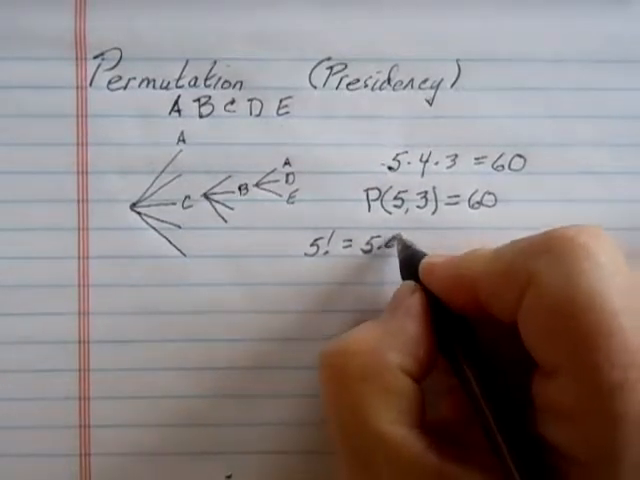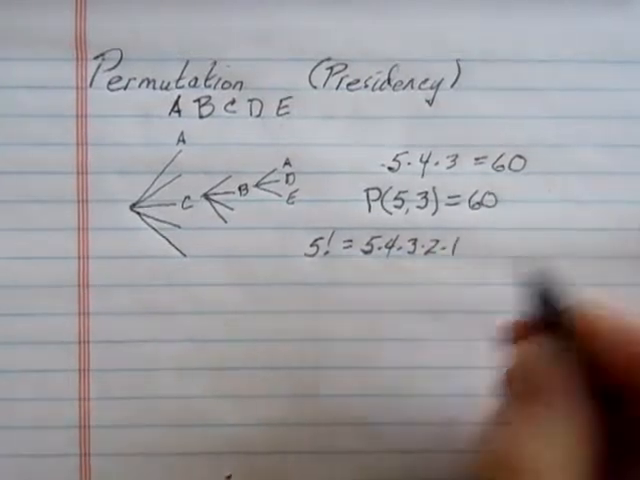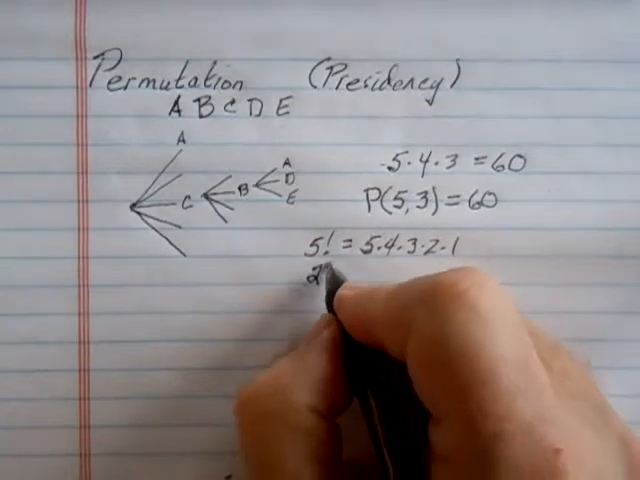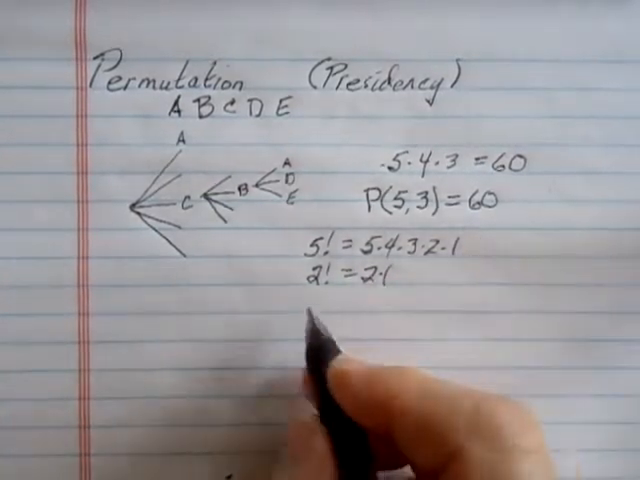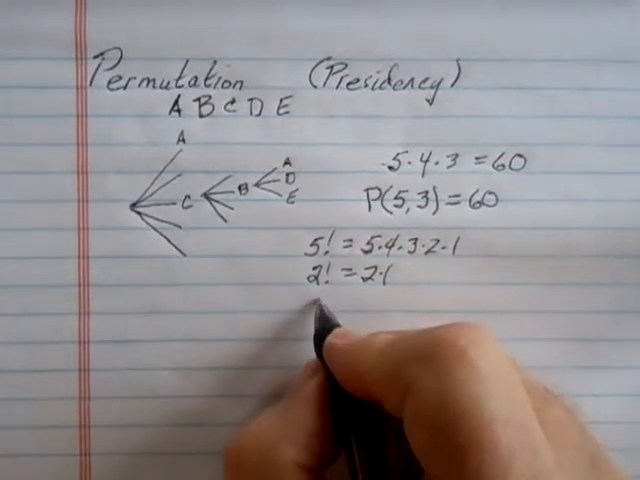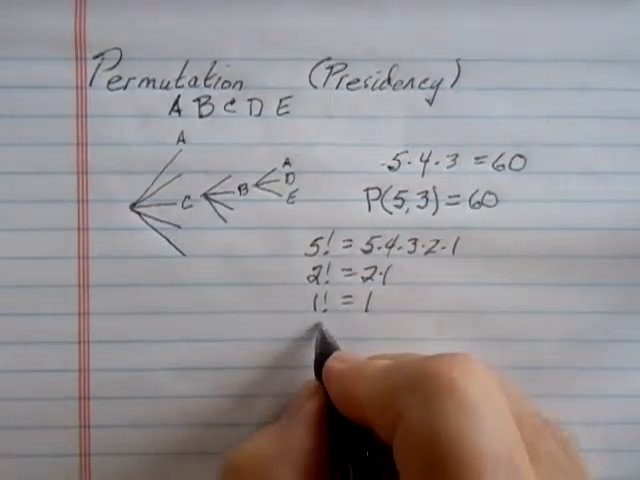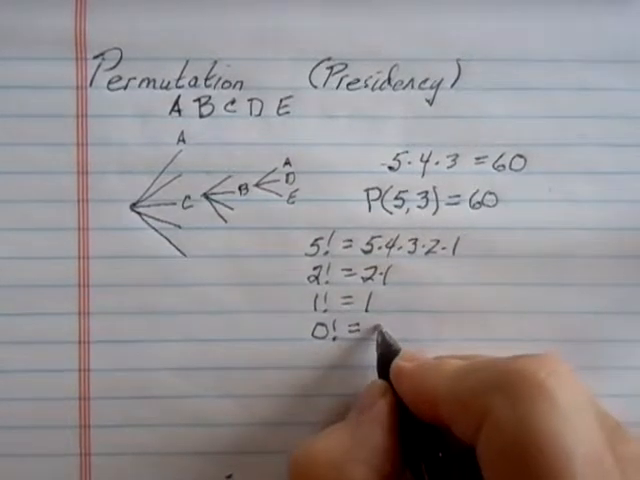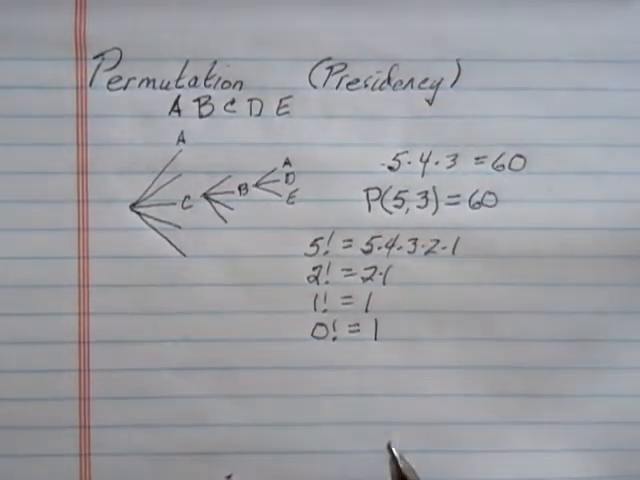5 factorial is 5 times 4 times 3 times 2 times 1. So if you wanted another example, 2 factorial is going to be 2 times 1. You just count down from the whole number till you get to 1. Of course, 1 factorial is just going to be 1. And 0 factorial, for convenience sake in a lot of our formulas, we're going to define that as 1.